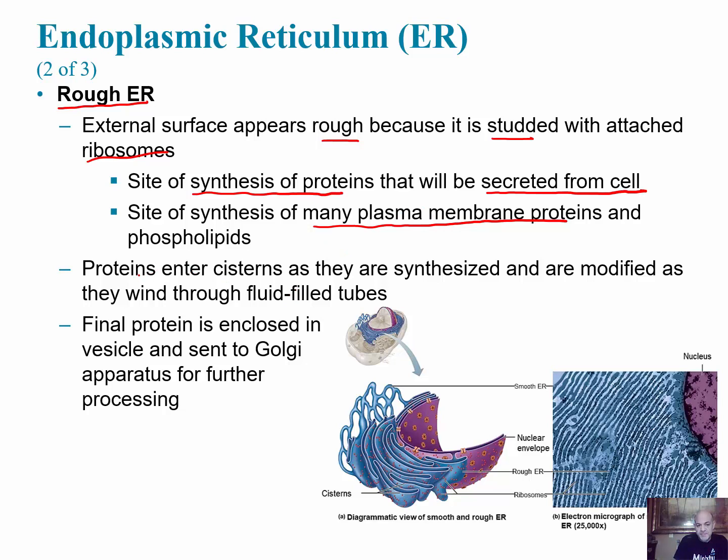for their functioning. Now the proteins, when they're being made, are going to enter the cisterns or the spaces within the ER, and then they can be modified as they go through these fluid-filled tubes of the ER. The final product is then going to be enclosed in a transport vesicle, and then that transport vesicle buds off the ER, and it's going to make its way to the Golgi apparatus, and there in the Golgi apparatus it would be further modified. So we'll talk about the Golgi apparatus in a little bit, but basically any product produced in the rough ER would end up in the Golgi for further processing.